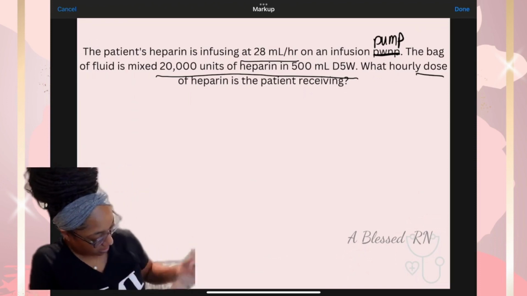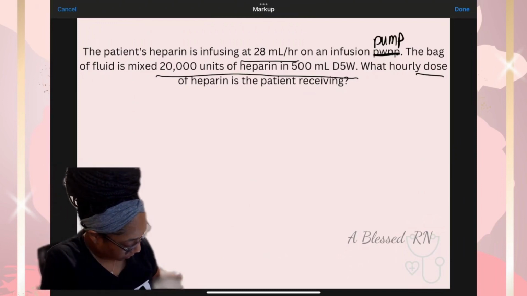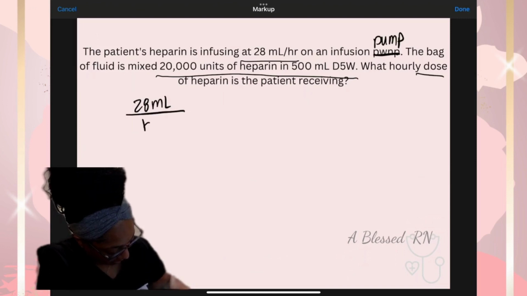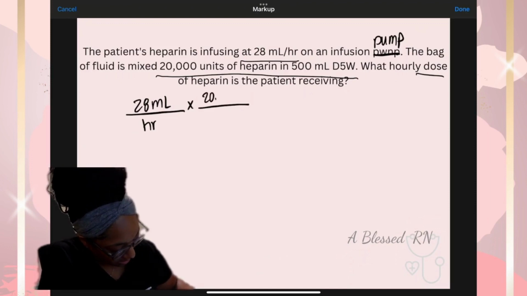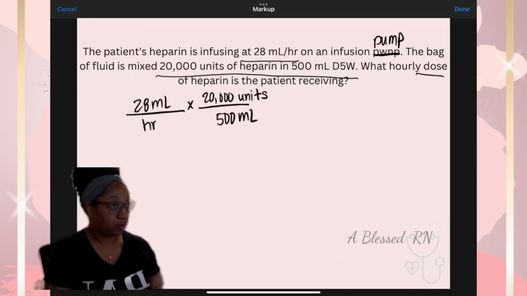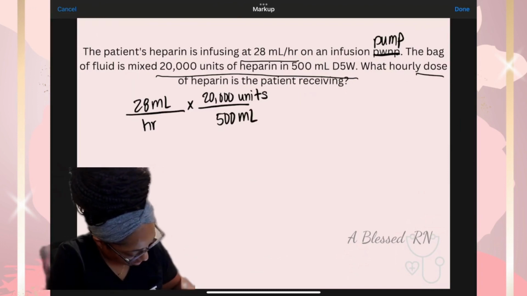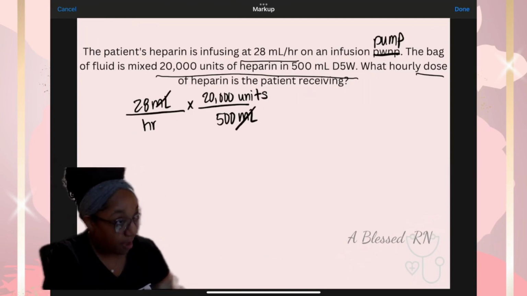Okay, so all right, let's start off with what we have. 28 mLs of heparin flowing in an hour. Then in our bag, we have 20,000 units of 500 mL fluid. Okay, so your milliliters cross out and you have units per hour, right?